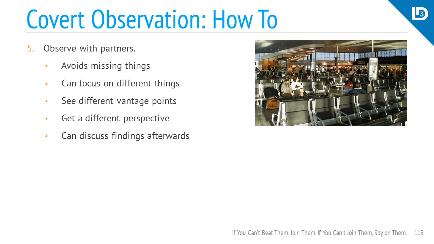It's a good idea to observe with partners, have other researchers or designers go out with you. The good thing about this is it avoids missing things. You're always going to miss things, but if you have more heads than one, somebody's going to notice things. You could each focus on different things, so each person has less to observe, and they can focus on different aspects or different activities.